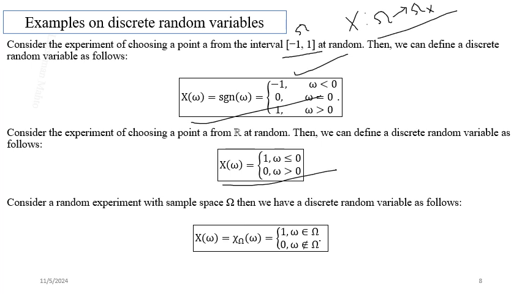So if no specific event is mentioned, you can always come up with a random variable like this. Here the notation is chi, which we read as chi. Chi of any set, for example chi of omega, is also a random variable. If you define chi for omega, that one is also a random variable.